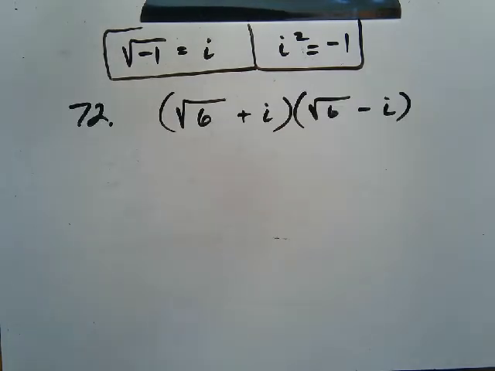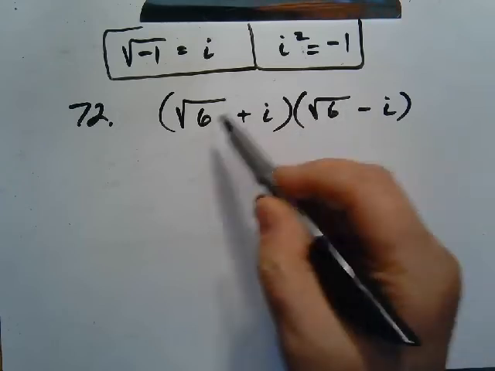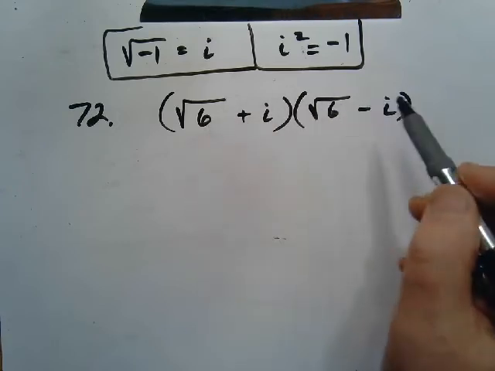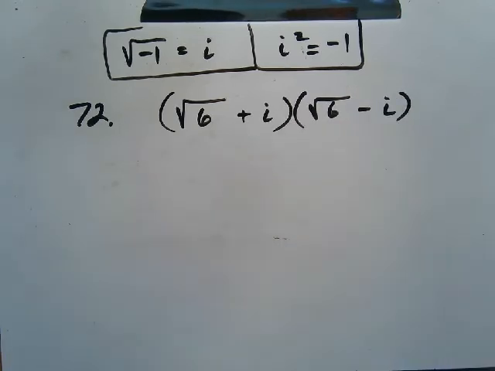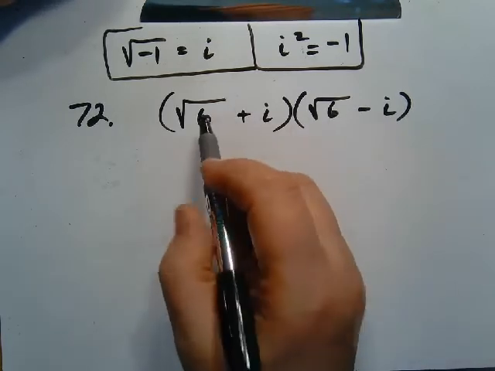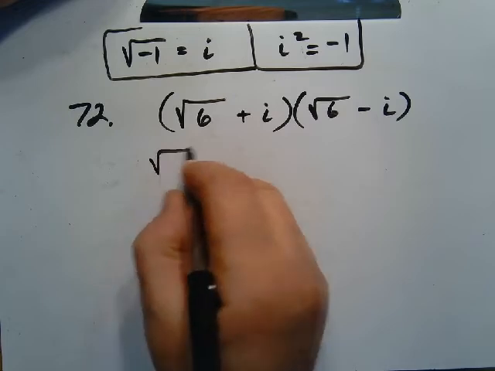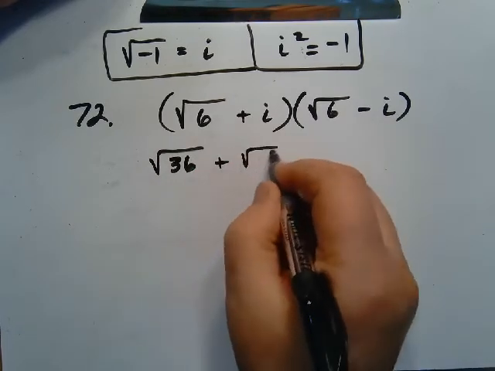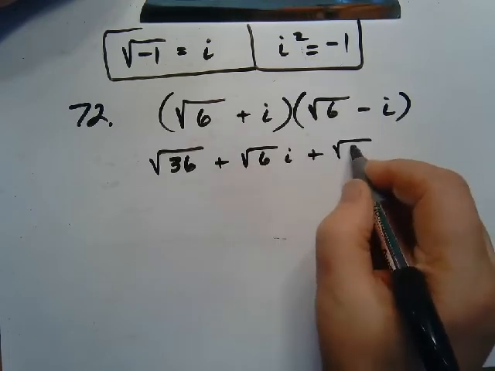All right, number 72. Did you notice something here in this problem? You did, didn't you? Yeah, this is actually two conjugates. And we know that if we have conjugates that we multiply together, the middle terms will undo each other. They go out. So I'm going to do the problem and not worry about that, and we're going to verify that that's really true. So we're FOILing here. Square root of 3 times square root of 6 times square root of 6 is the square root of 36. Outer terms would be square root of 6 times i. Inner terms is the square root of 6 times i.